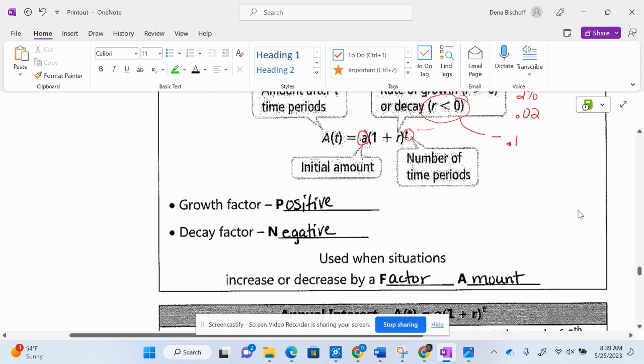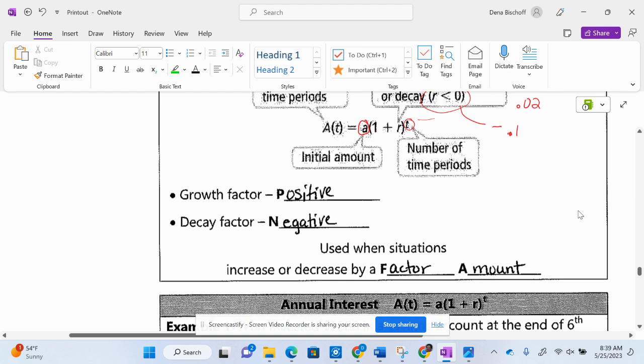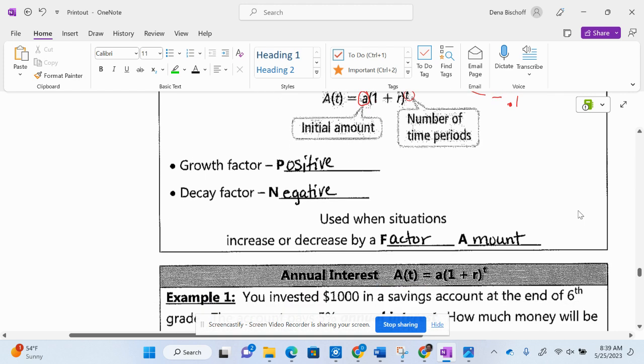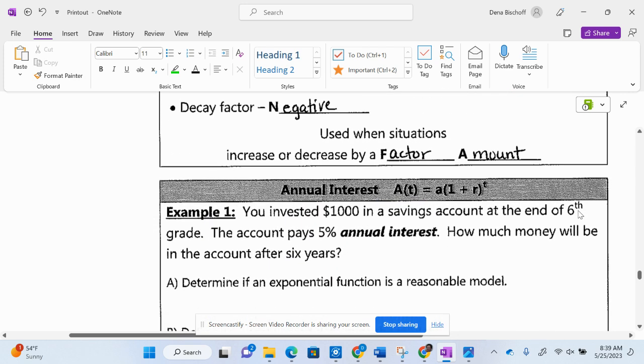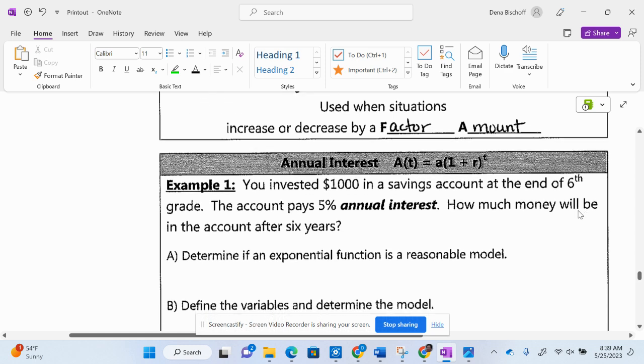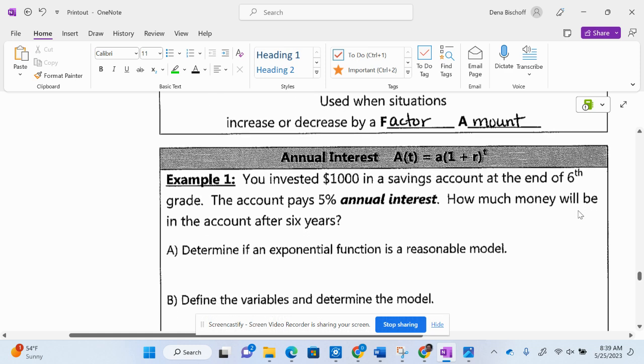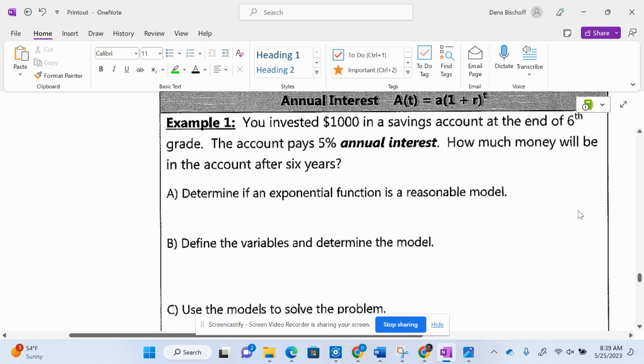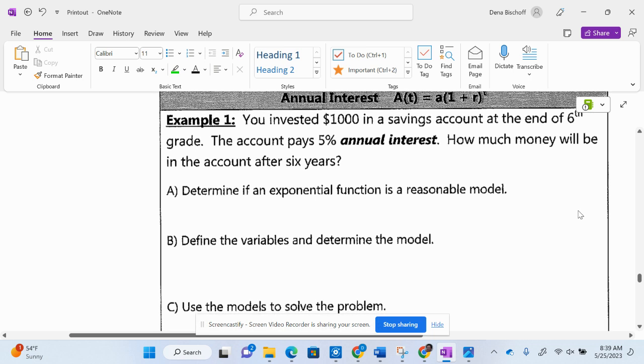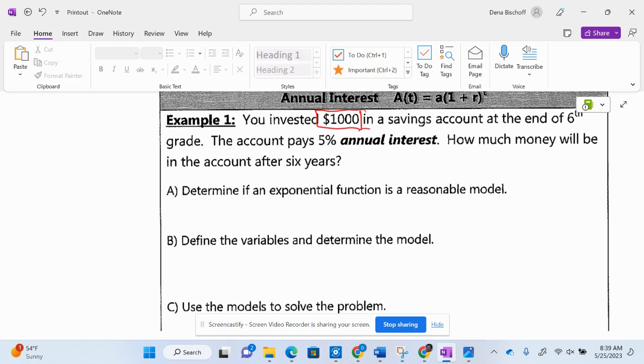So we said that the growth factor is either positive or negative. If it's negative, it's showing decay. And it's used when situations increase by a factor amount. So here is an example. You start with $1,000. This is your beginning amount.